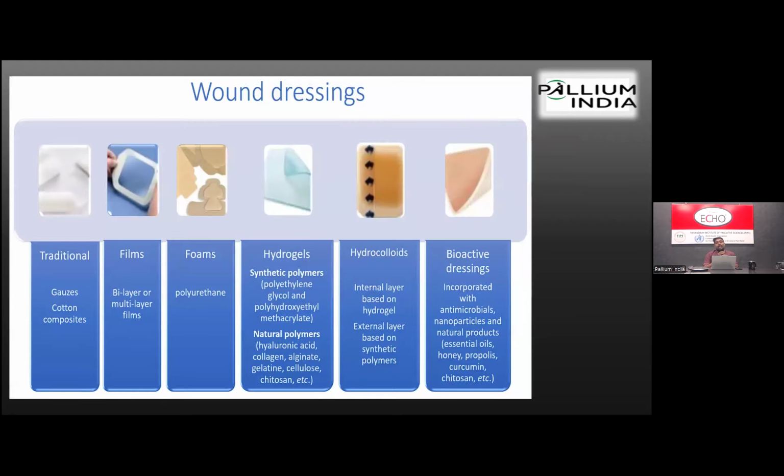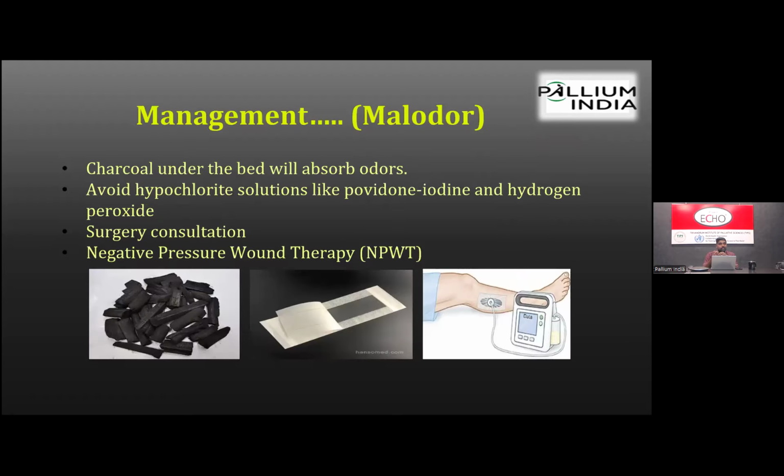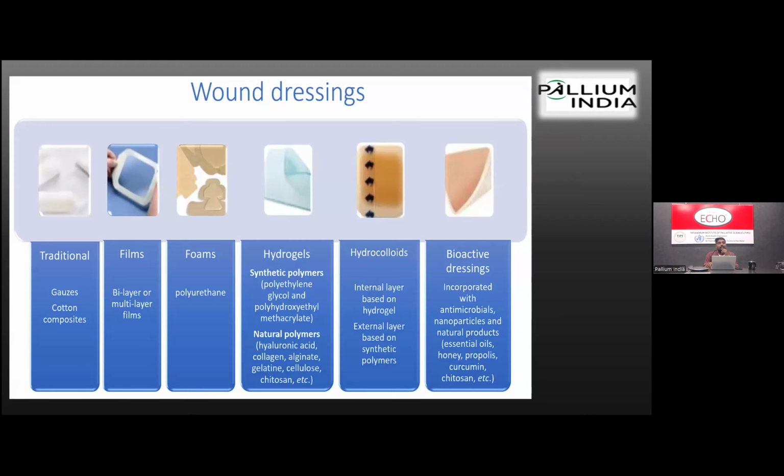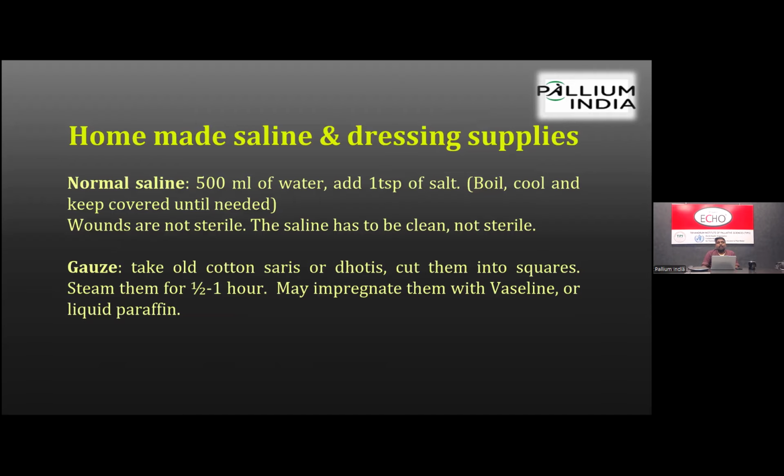Now, homemade saline, I'm introducing the homemade saline preparation. Take 500 ml of water and add 1 teaspoon of common salt. Boil it very well. After cooling down, they can store it in a clean closed container. This NS they can use for wound cleaning.